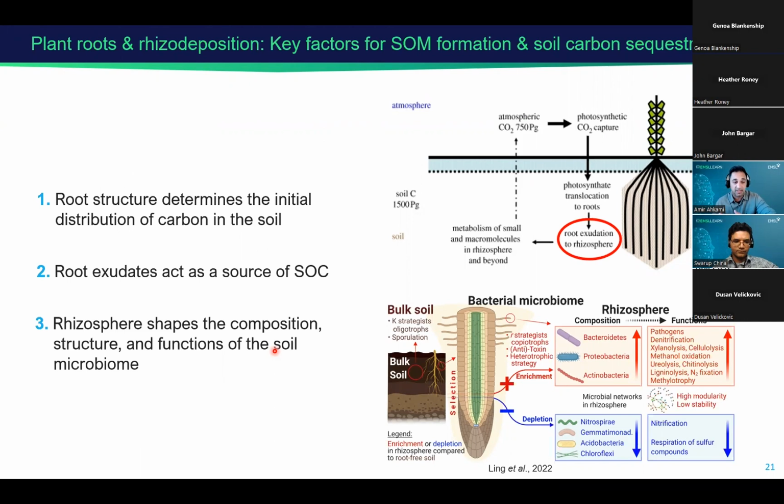The key findings were that the bacterial diversity in the rhizosphere was reduced and represents a subset of the bulk soil community. For example, some specific genes, like the ones involved in nitrogen fixation, were enriched in the rhizosphere, but some of them were strongly depleted in the rhizosphere. So this overall suggests that the rhizosphere is a powerful factor shaping the composition, structure, and function of the soil microbiome, and therefore it is a key factor in the cycling of biogenic elements.